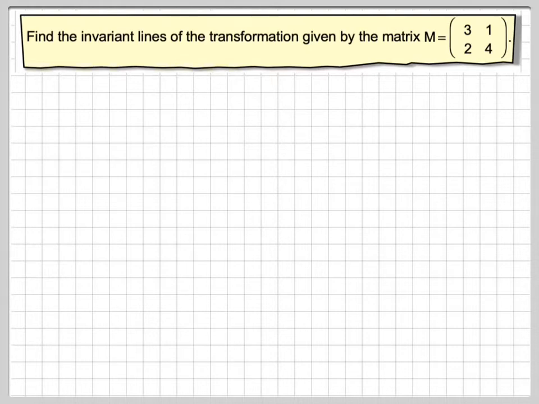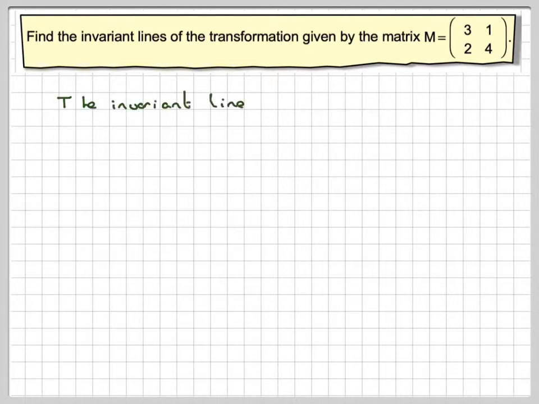This is opposed to an invariant line of points, where the actual points themselves don't move under the transformation. So the point can actually move on the line in this case. It doesn't have to stay in the same place, but the only thing it must do is stay on the line. Okay, so how do we go about doing this?